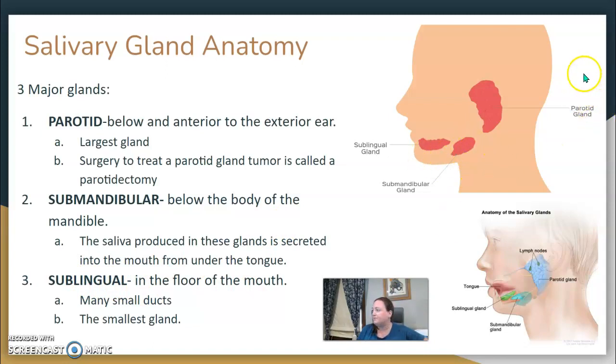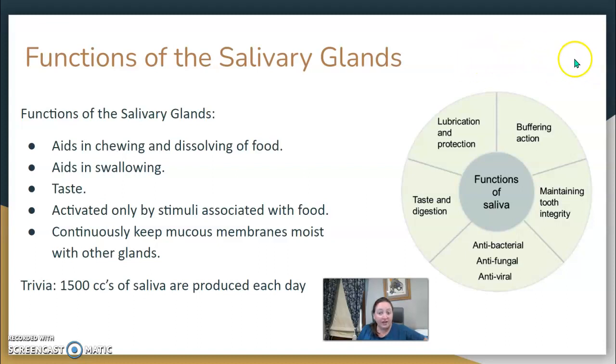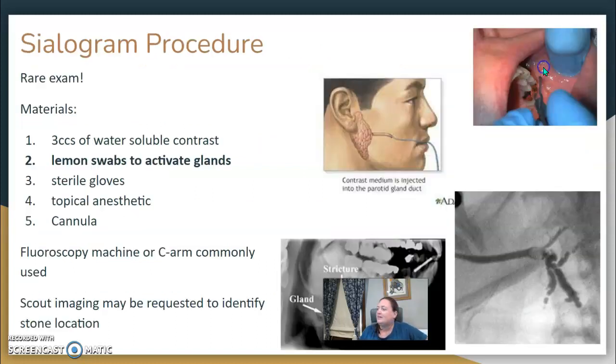Some functions of salivary glands, they're more important than we realize, but it aids in chewing and dissolving of food, swallowing, your taste, and then keeping the mucous membranes moist for the other glands. Just some trivia. There's 1,500 cc's of saliva produced every day. Interesting, maybe sort of gross at the same time.